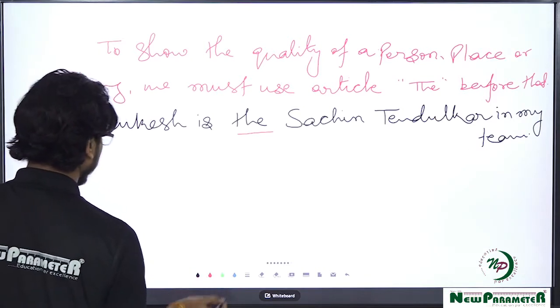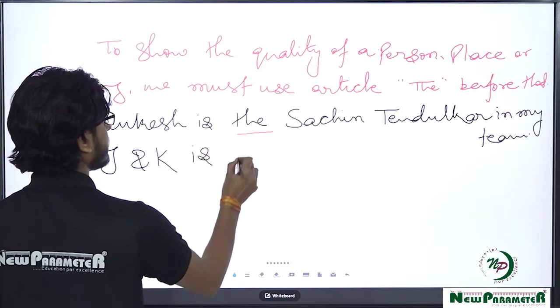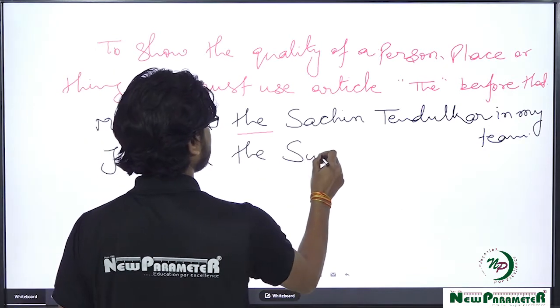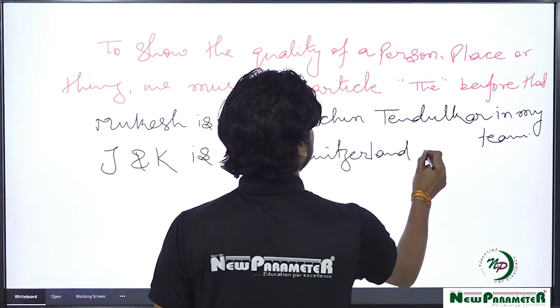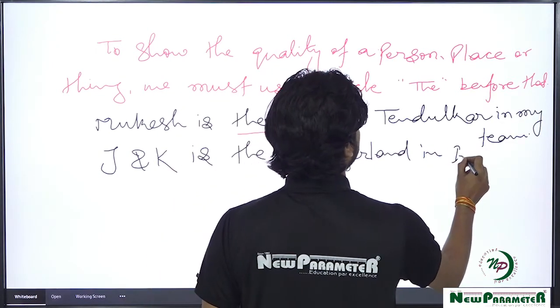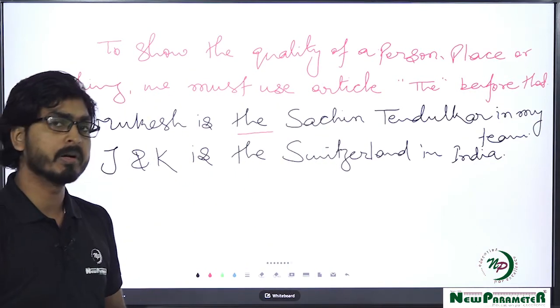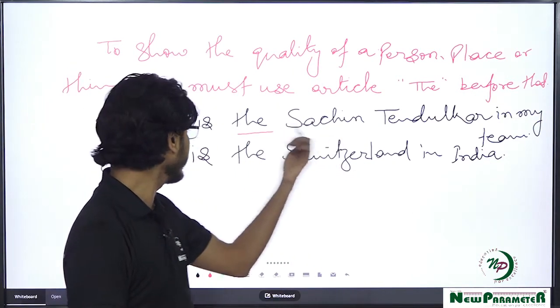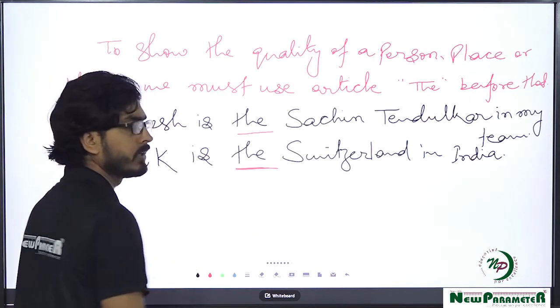Some more example, Jammu and Kashmir is the Switzerland in India. Actually, Jammu and Kashmir is not the Switzerland, but the quality of Switzerland is in Jammu and Kashmir. That's why we have used here article the.